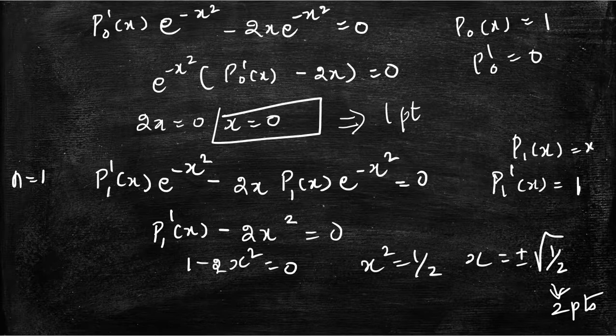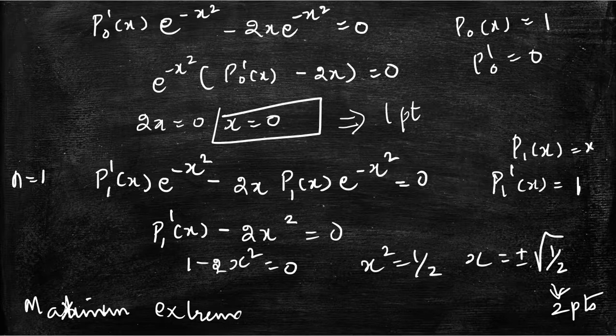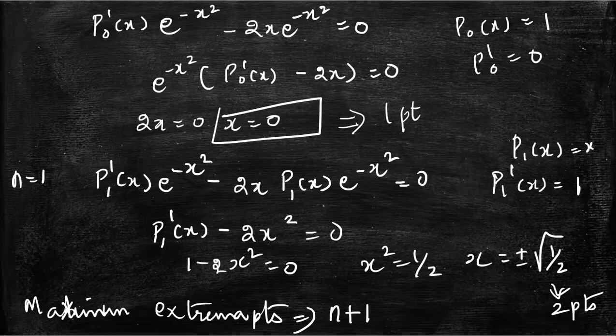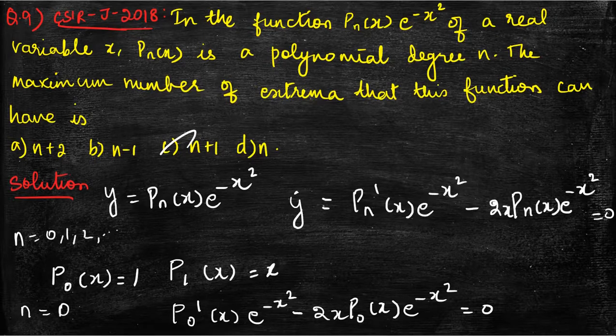Okay. So you can say that the maximum extrema points will be n plus 1. Because for 0, you get 1 point. When you put n equal to 0, you get 1 point for x. And when you put n equal to 1, you get 2 points. Similarly, when you do for n equal to 2, n equal to 3, in general, I can write that the maximum points for a polynomial Pn of x is n plus 1. So n plus 1 extrema points are present, which is option C.